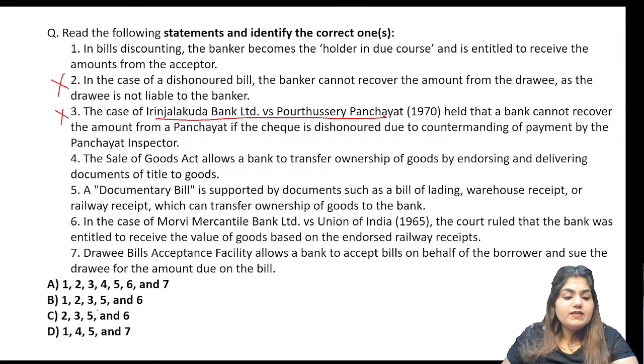Everything except these is correct. We have to tell which ones are incorrect. Which ones are incorrect? 1, 4, 5, 6. Let's see why 6 is incorrect. No, 6 is actually correct.